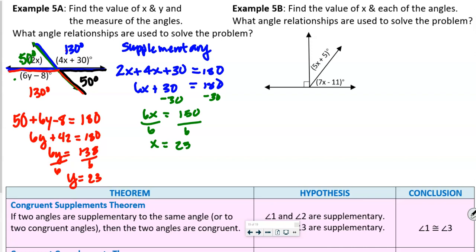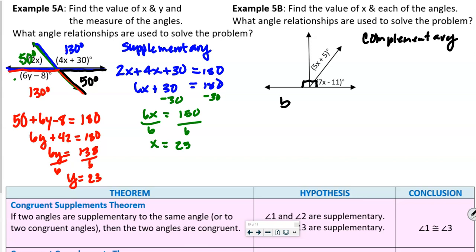All right, so now the next one says find the value of x and each of the angles. What angle relationships are used to solve the problem? Here again, this has to do with complementary angles, right? So this is complementary angles. That means they add up to be 90 degrees. So if this over here is 90, doesn't that mean this has to be 90 because 90 plus 90 is 180? All right, so we're going to do this one.